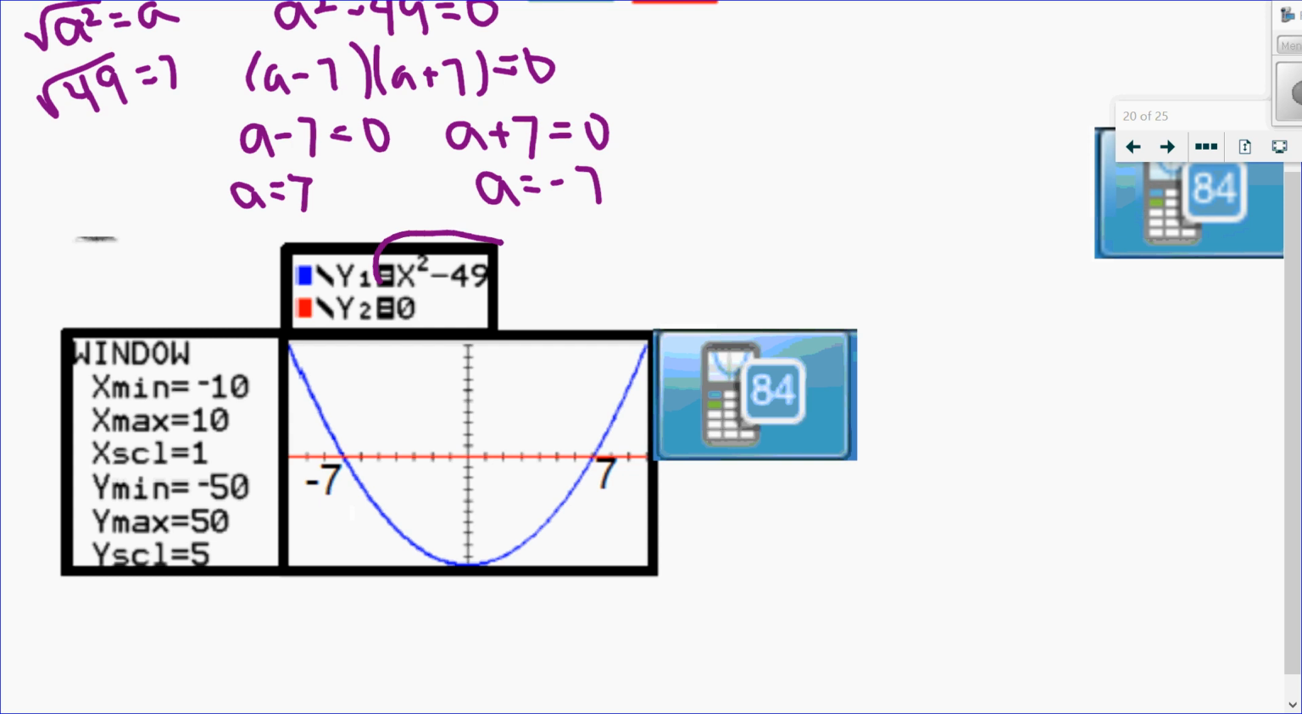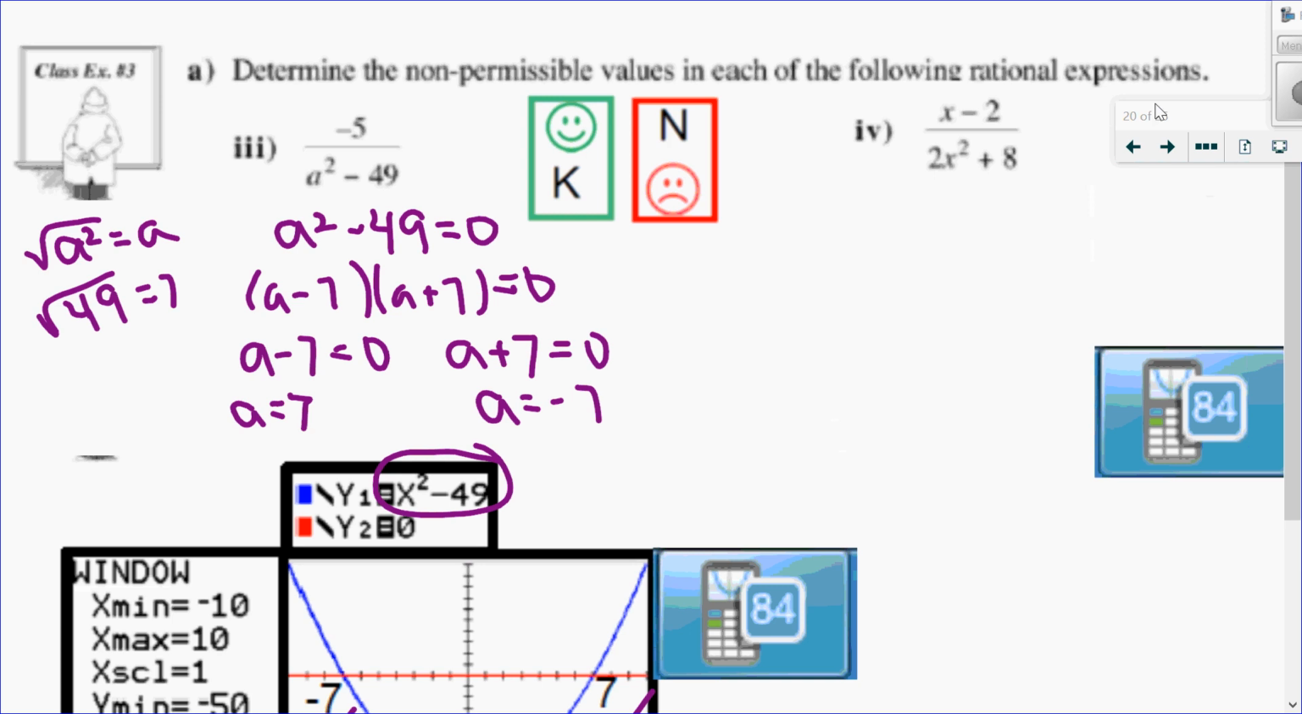So you see there's my entire denominator in y1, 0 in y2, and I get the same non-permissible values, negative 7 and positive 7. Okay, in my next one. So again, I cannot divide by 0. So whatever 2x squared plus 8 is, it has to equal 0.